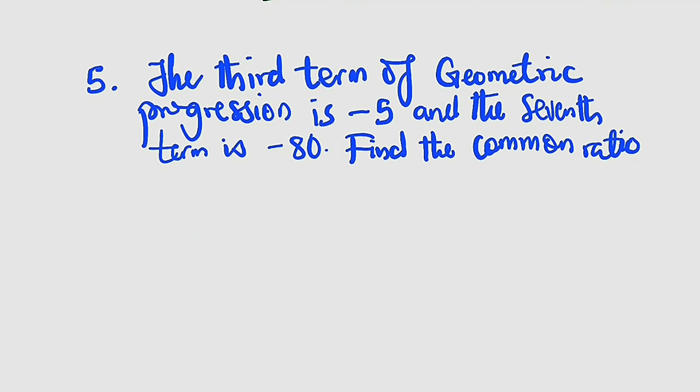Okay. Let's do that. We have 1, 2, 3, 4, 5, 6, 7 because we have 7 terms, right? They say that the third one is -5 and the seventh one is -80. We would like to find the common ratio, remember. So let's assume that this is x, this is y, this is z. I'm going to take this as reference.